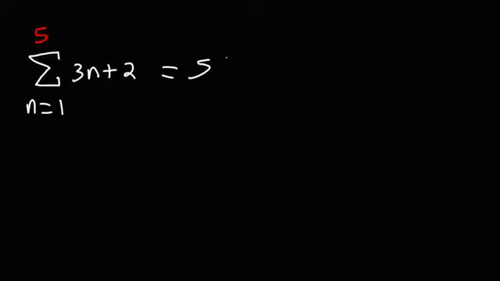Now let's work on some other example problems. Consider this expression. We want to find a summation of 3n plus 2 from n equals 1 to n equals 5. Go ahead and try that. Replacing n with 1, we're going to have 3 times 1 plus 2, which is 5. Now, if we replace n with 2, it's going to be 3 times 2 plus 2, so that's 8. When n is 3, it's 3 times 3, which is 9, plus 2, that's 11.